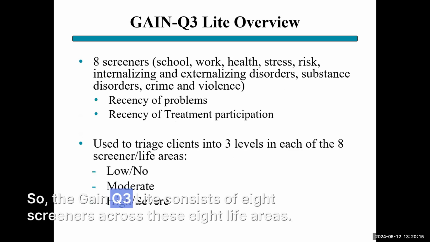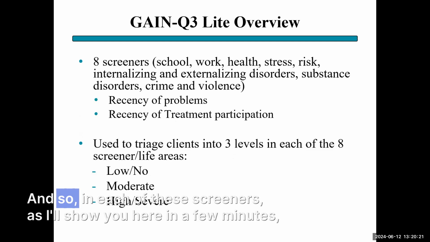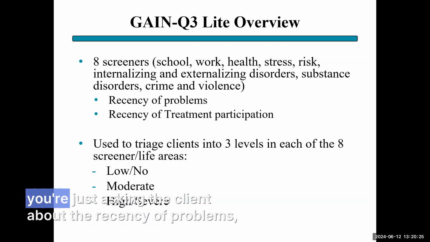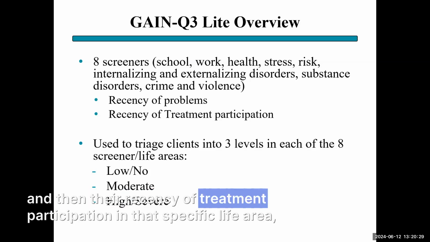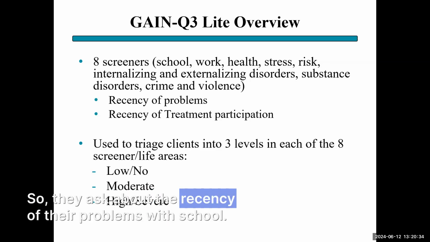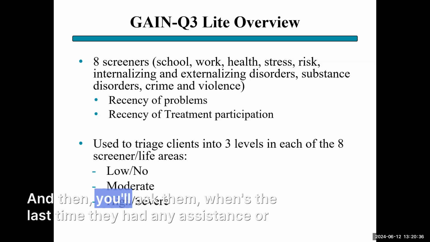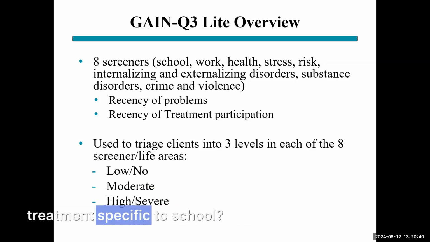So the GAIN Q3 Lite consists of 8 screeners across these 8 life areas. And in each of these screeners, as I'll show you here in a few minutes, you're just asking the client about the recency of problems and then their recency of treatment participation in that specific life area, right? So they ask about the recency of their problems with school. And then you'll ask them, when's the last time they had any assistance or treatment specific to school?